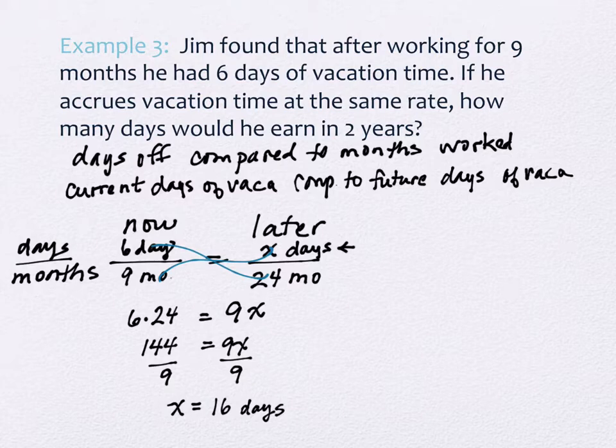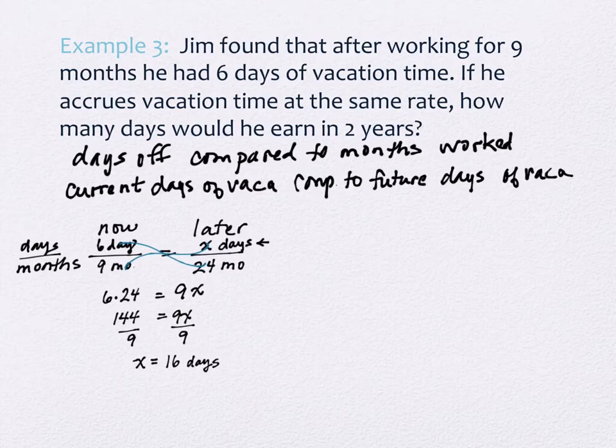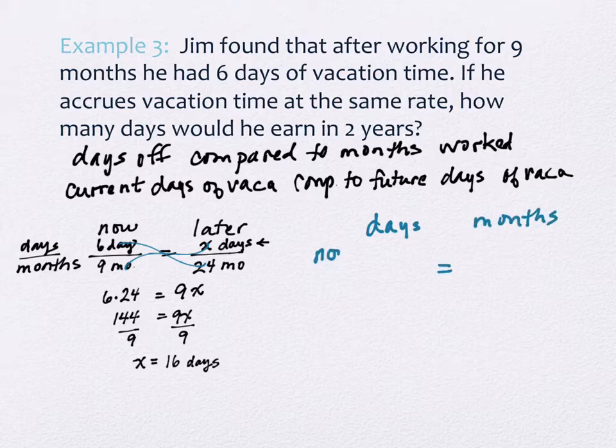So this is what it would look like if I set it up with days and months as the top and the bottom, now and later on the sides of the fractions, the sides of the equal sign. Let me set it up the other way so that you can see how it looks. I could have set it up so that it was days on the left and months on the right, and now on top compared to later on top. There's nothing special about now being on top and later on bottom. You could switch them if you wanted to, doesn't matter. Or days being on the left and months on the right, you could switch those and it doesn't matter either.